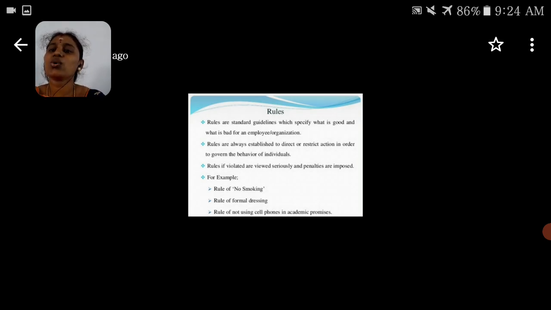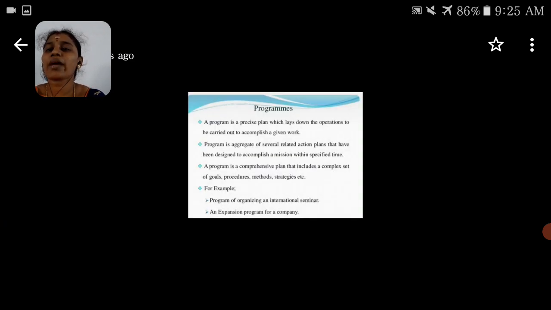Next, rules. Rules are standard guidelines which specify what is good and what is bad for an employee in the organization. Rules are always established to direct or restrict action in order to govern the behavior of individuals. Rules, if violated, are viewed seriously and penalties are imposed. For example, rules of no smoking, rules of formal dressing, rules of not using cell phone in academic premises.